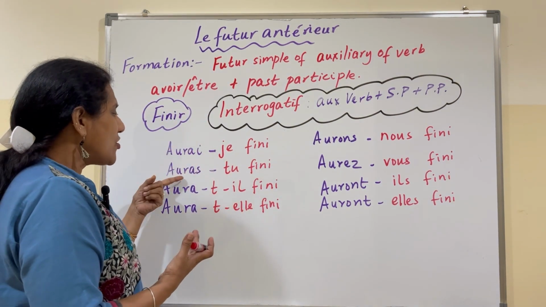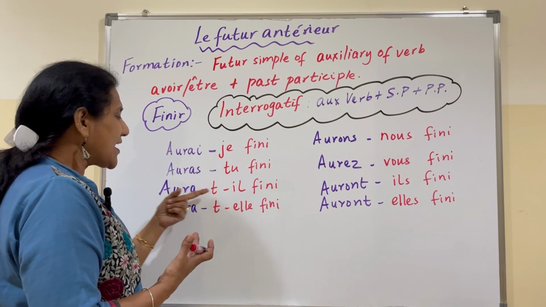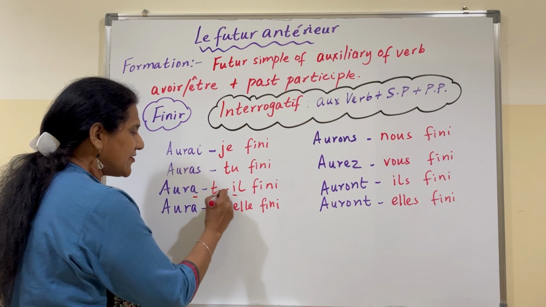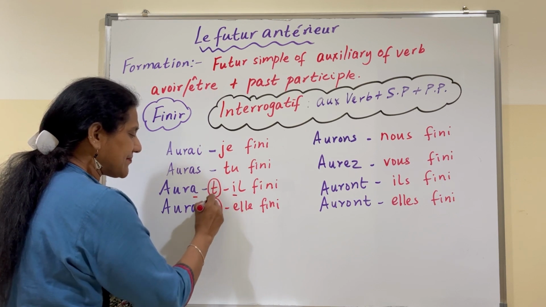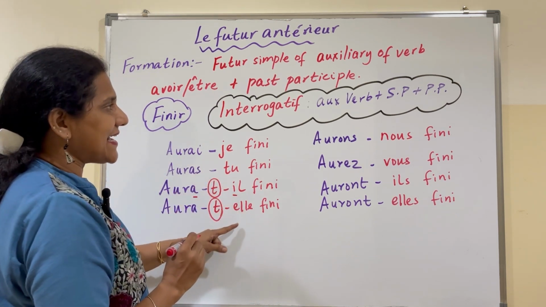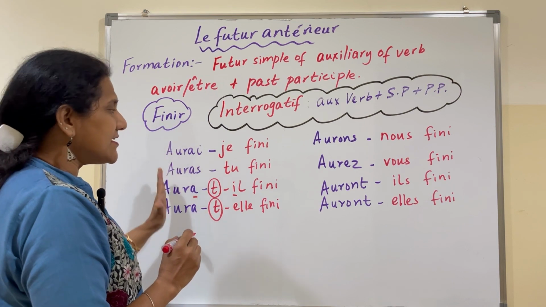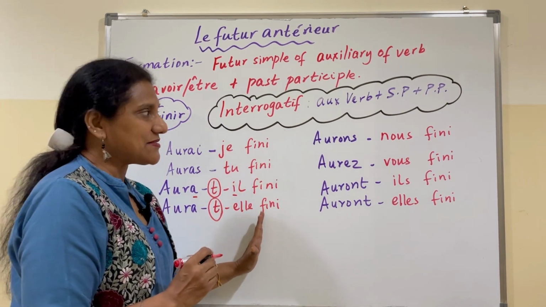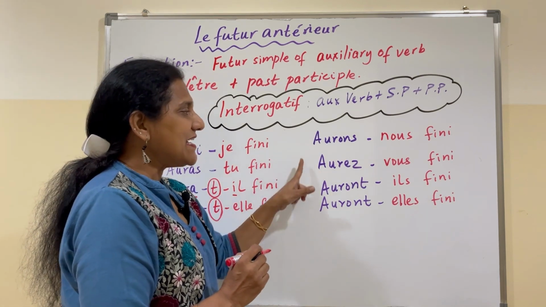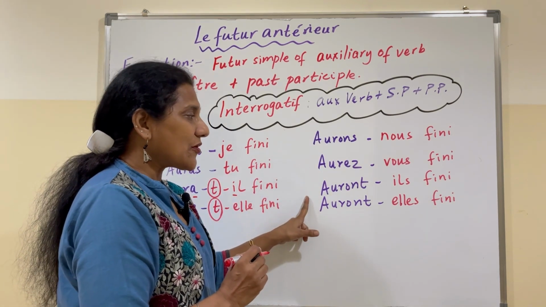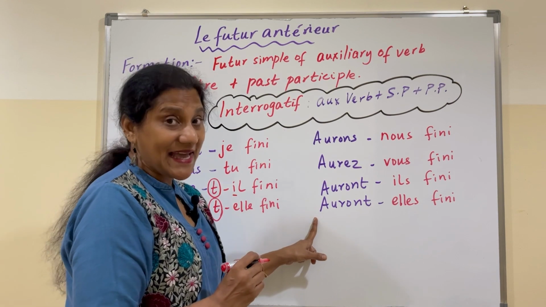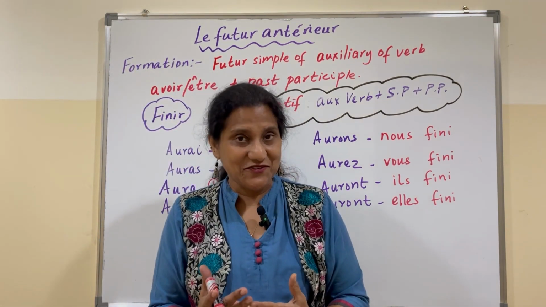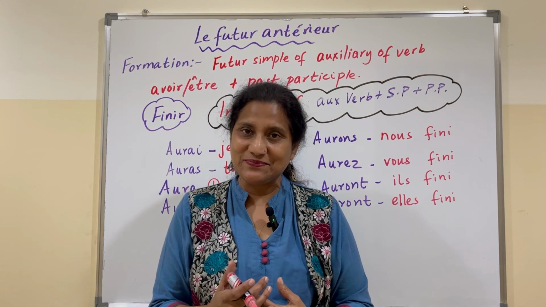Aurai-je fini? Auras-tu fini? Aura-t-il fini? Aura-t-elle fini? Clash of vowel here. So remember, we need to put the T for both il and elle. So here we've seen auxiliary verb plus the subject pronoun plus past participle. Aurons-nous fini? Aurez-vous fini? Auront-ils fini? Auront-elles fini? Now let's look at a verb which takes être as auxiliary verb.